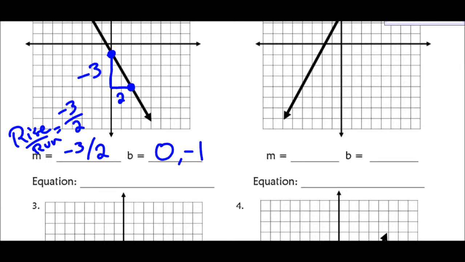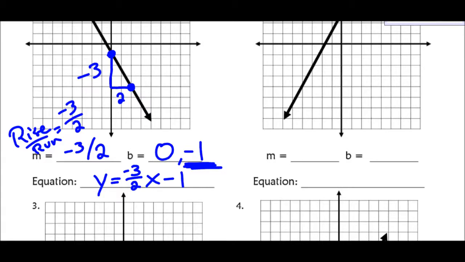So my equation is y equals mx plus b, y equals -3/2 times x. And my y-intercept is really just that number. It's wherever the line hits the y-axis, just the y-coordinate there. So here that's -1, or in my equation, it's going to show up as a -1. That's the equation for that line.